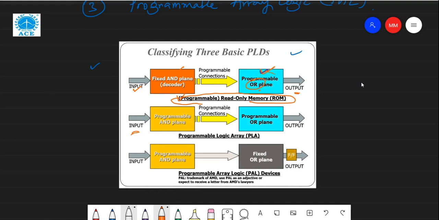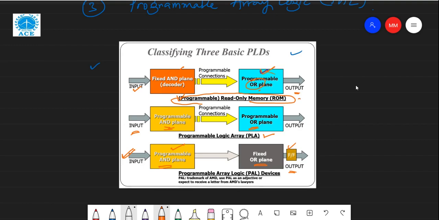Next, whenever you give an input, AND and OR operations are both programmable, so you can modify whatever logic you require in the AND as well as the OR plane. This is nothing but PLA, programmable logic array. Remember, in a programmable logic array both levels are programmable. Next, the third one is PAL, programmable array logic. In this, the AND plane logic is programmable, so we can make whatever modification we need, and the OR is fixed. Further, for extensions we have flip-flops, and so on. So this is the output.